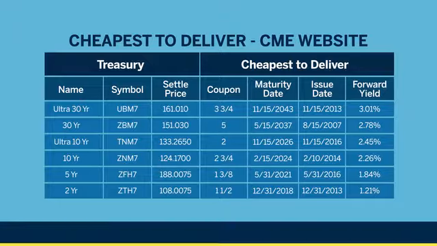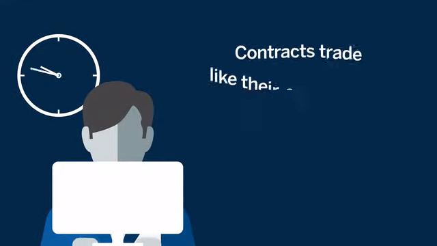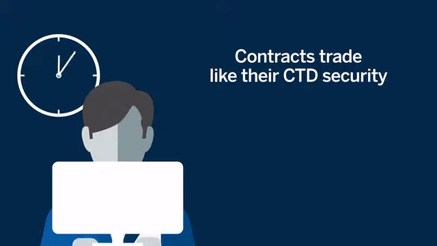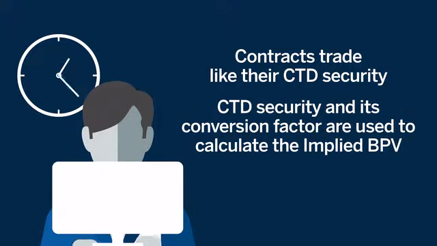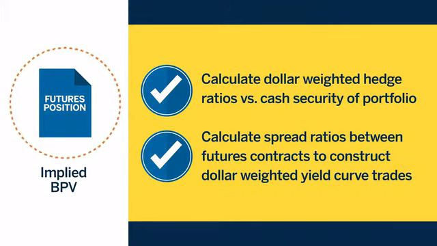The reason we want to know about the CTD security is twofold. 1, contracts trade like their CTD security. And 2, we will use the CTD security and its conversion factor to arrive at that contract's implied BPV. Once we know a contract's CTD, we can determine its BPV, and using the security's conversion factor, CF, and some simple mathematics, arrive at the contract's implied BPV.